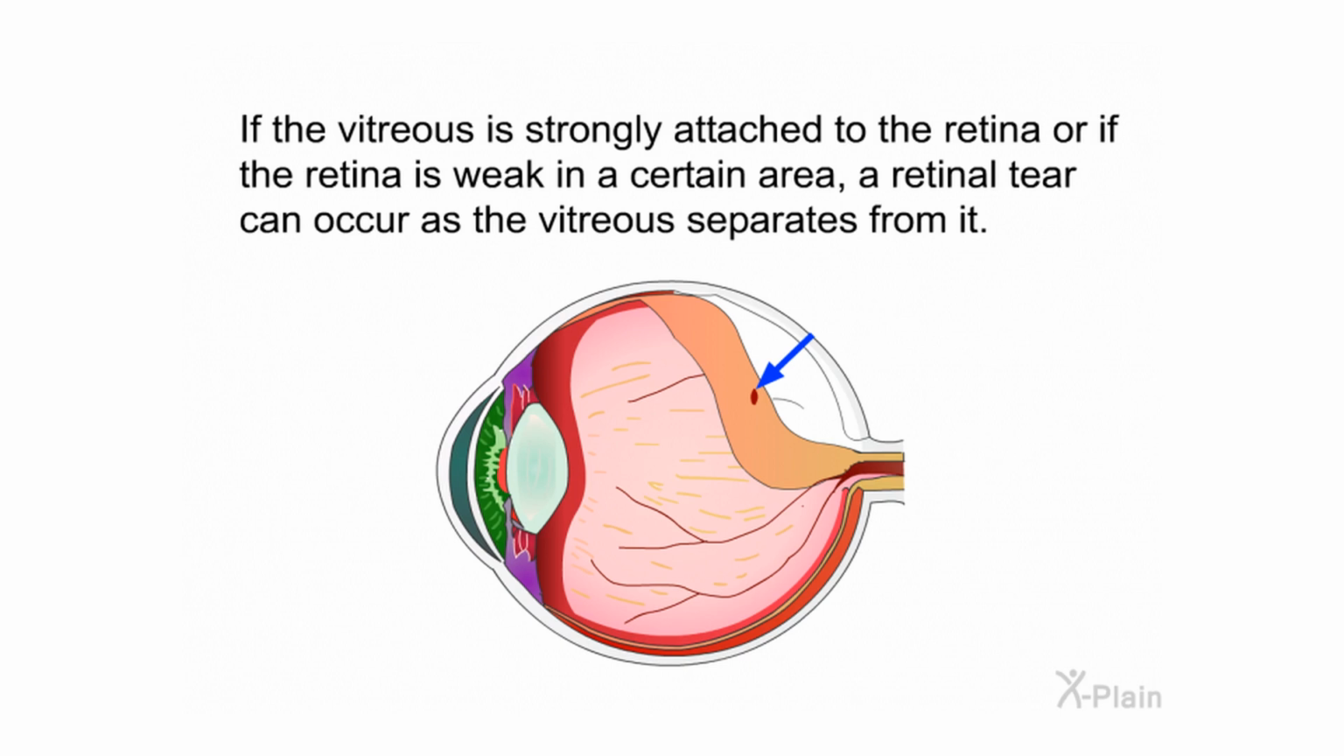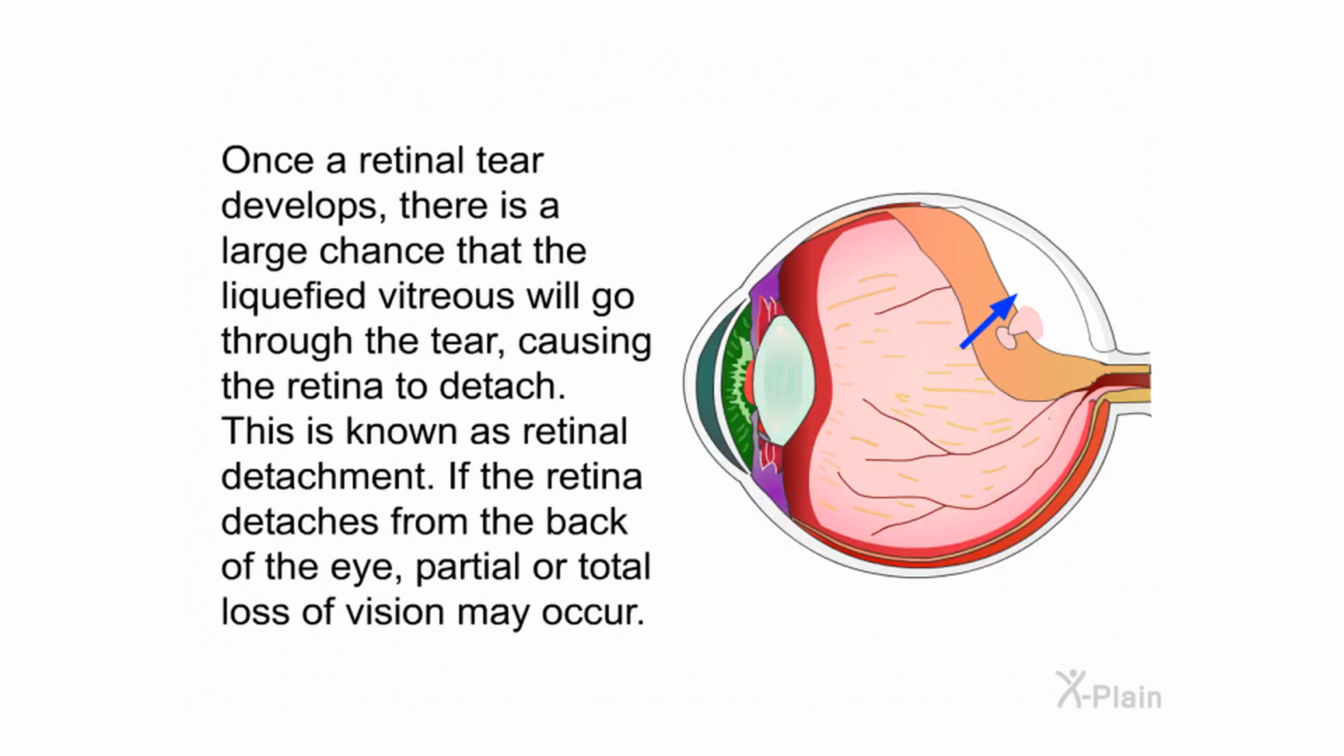If the vitreous is strongly attached to the retina, or if the retina is weak in a certain area, a retinal tear can occur as the vitreous separates from it. Once a retinal tear develops, there is a large chance that the liquefied vitreous will go through the tear, causing the retina to detach. This is known as retinal detachment. If the retina detaches from the back of the eye, partial or total loss of vision may occur.